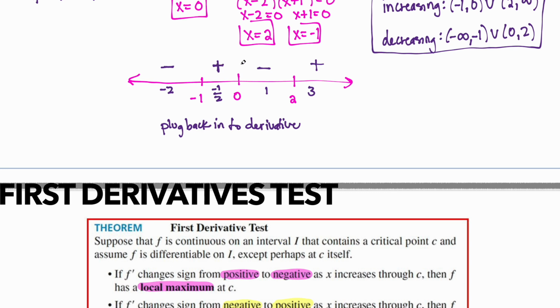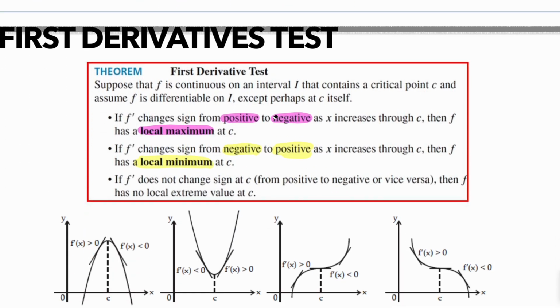So you went from a positive to a negative, so I know that this is actually going to be a maximum at this point at x equals 0. I also know that it went from a negative to a positive here, and so I know that x equals 2 will become a minimum. We don't know if it's the absolute minimum or if it's just a local min, but since it went from negative to positive, it would be a local minimum.